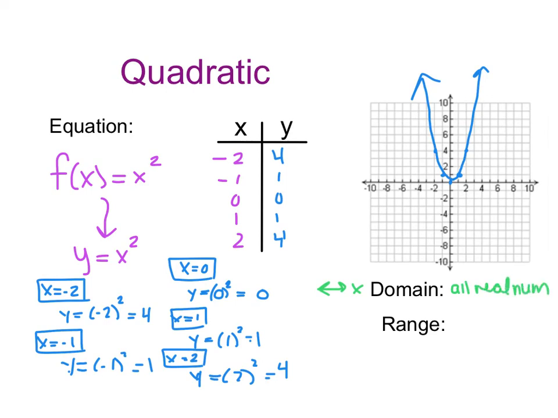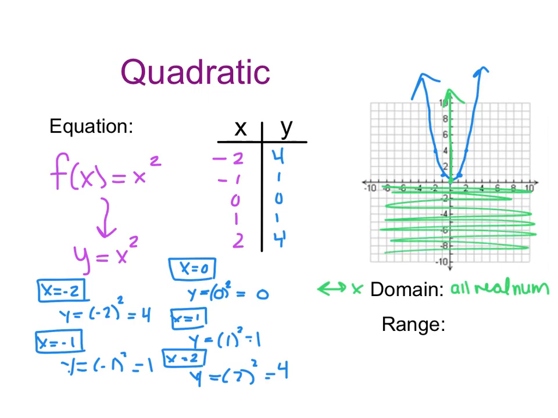And my range, we actually start with y values at 0 and go up. Notice I don't need any of these y values down here beneath the x-axis. So all of the y values that are above 0 and equal to 0 will help me to create points on my graph. So I can represent my range by saying y is greater than or equal to 0.